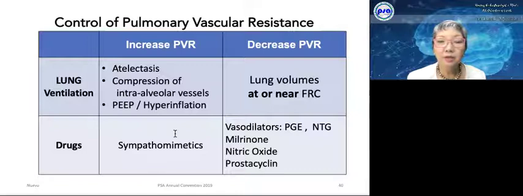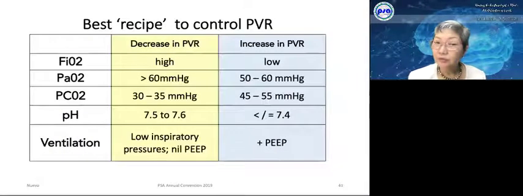And in the way we manage our ventilation, we have to keep it at or near FRC to decrease the pulmonary vascular resistance. So atelectasis or any compressions or hyperinflation, high PIPs will also aggravate any pulmonary hypertension. So here is a slide you can screenshot that shows how to control PVR by manipulating our FiO2, arterial oxygen tension, CO2, pH, and ventilatory maneuvers.